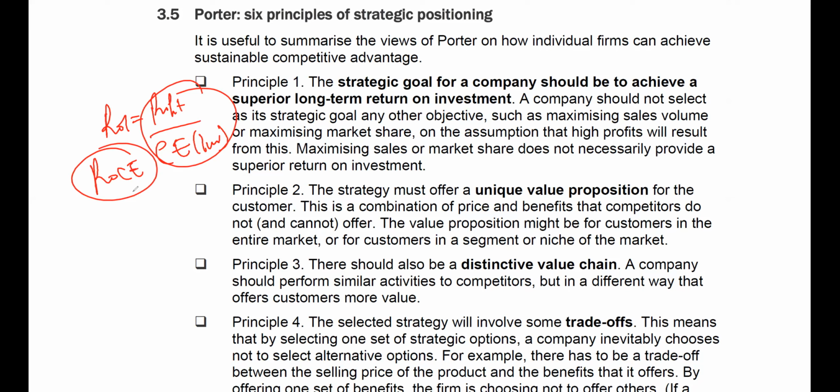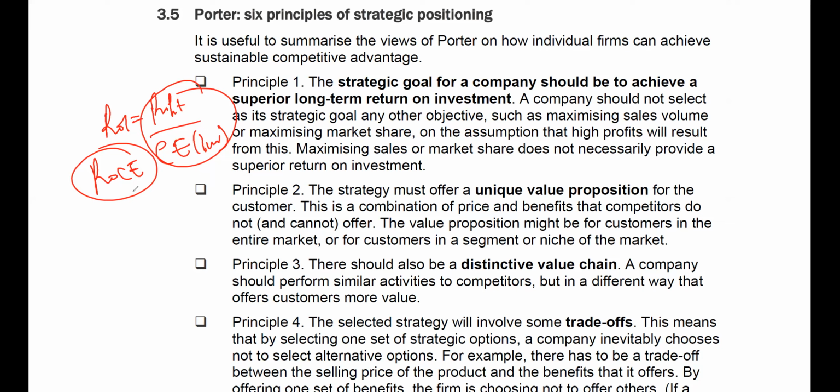So the whole thing is that if your end goal is to get a superior ROI, what work are you putting in? So you should not select as your strategic goal any other objective, such as maximizing sales volume or maximizing your market share, on the assumption that profit will result from this. Maximizing sales or market share does not necessarily provide a superior ROI, but look at the ROI itself. How do you increase shareholders' wealth? How can you get a superior ROI? Do you understand? That's the first principle of gaining sustainable competitive advantage.